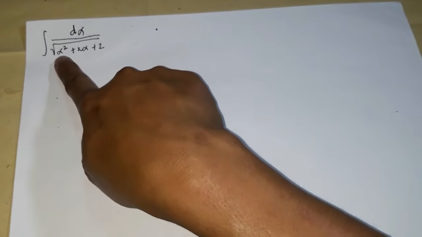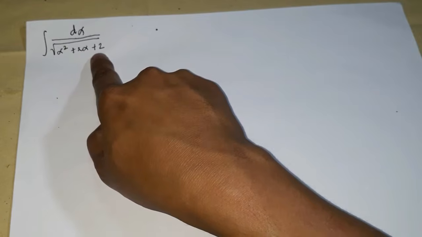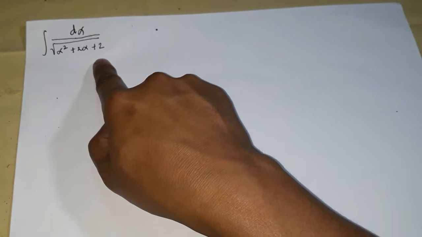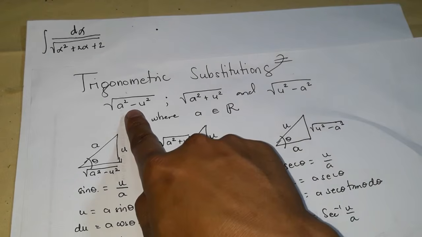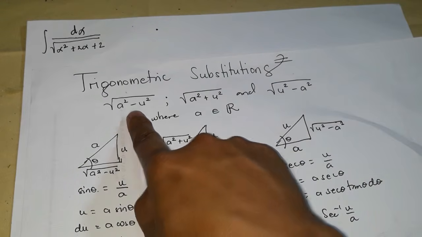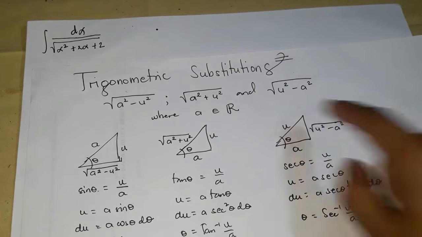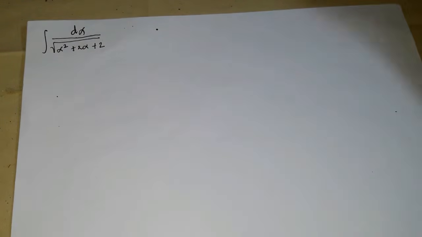For this type of example, we cannot do a straightforward trigonometric substitution since our integrand contains the square root of x squared plus 2x plus 2. Okay, so to make trigonometric substitution available, we have to rewrite x squared plus 2x plus 2 in any of these forms: the square root of a squared minus u squared, square root of a squared plus u squared, and the square root of u squared minus a squared. And that can be done when you do completing the square.